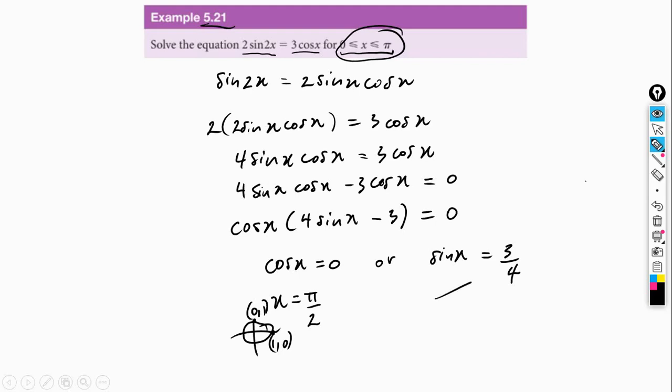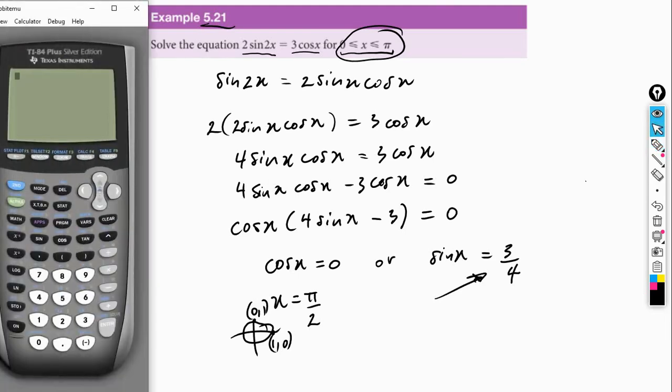And then for this other one, we can't really reference the unit circle, so we will have to use technology. So we need to go, as in the previous examples, to y equals, and we plug in sine of x, and we also need to plug in y equals 3/4, which is the line. And then we need to make sure the window is appropriate. So x is the domain, and it goes from 0 to pi. So let's write 0 and pi.